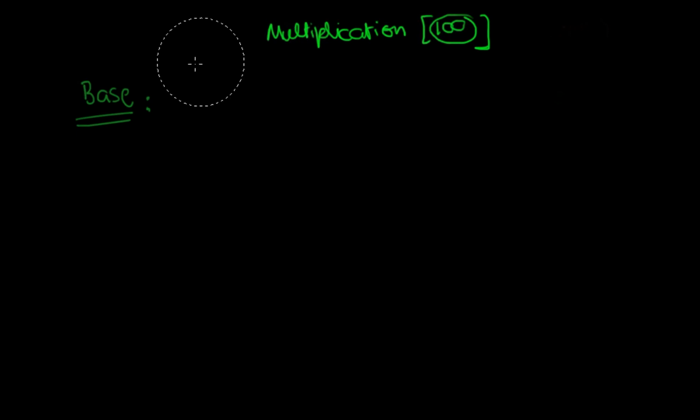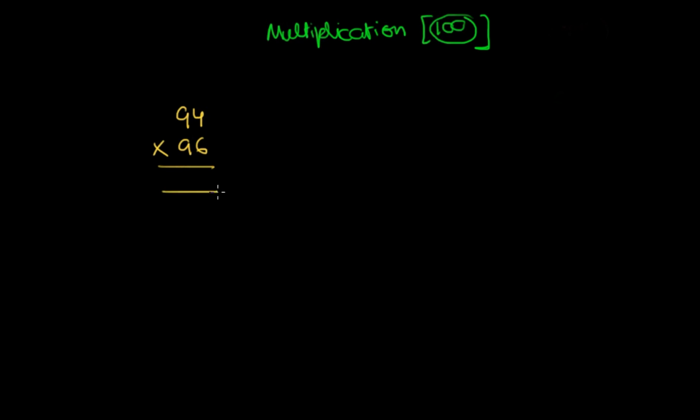Alright, so now we actually know what a base is. Let's just go ahead and start with the trick. Alright, so the trick goes like this. Let's say we have, okay, we'll take another example, right? So let's say we have to multiply 94 into 96. So how are we going to do that?